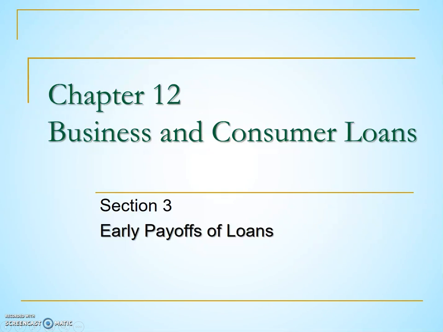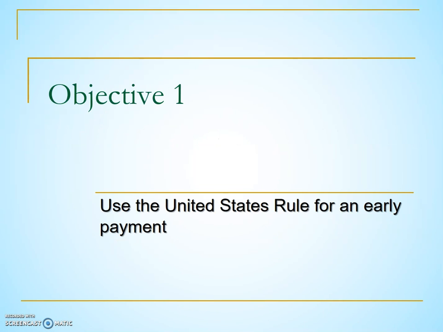Chapter 12, Business and Consumer Loans, Section 3, Early Payoff of Loans. In this section, we will look at two methods to calculate the effect of early payoffs or early payments on loans. The first method that we will look at is known as the United States Rule.